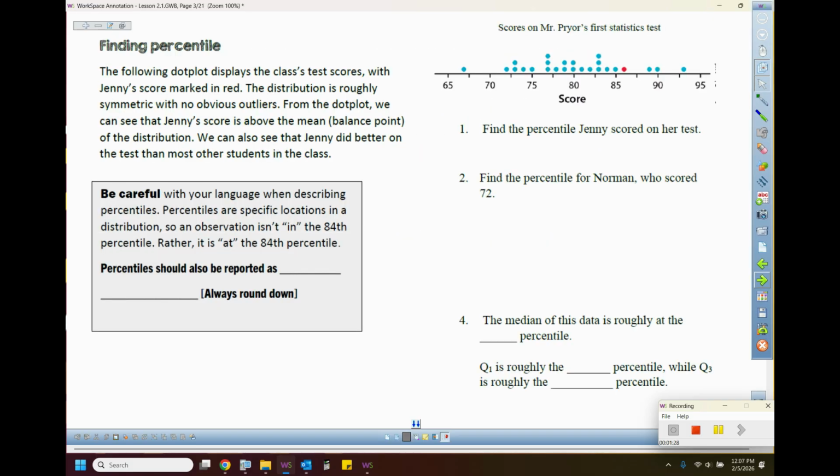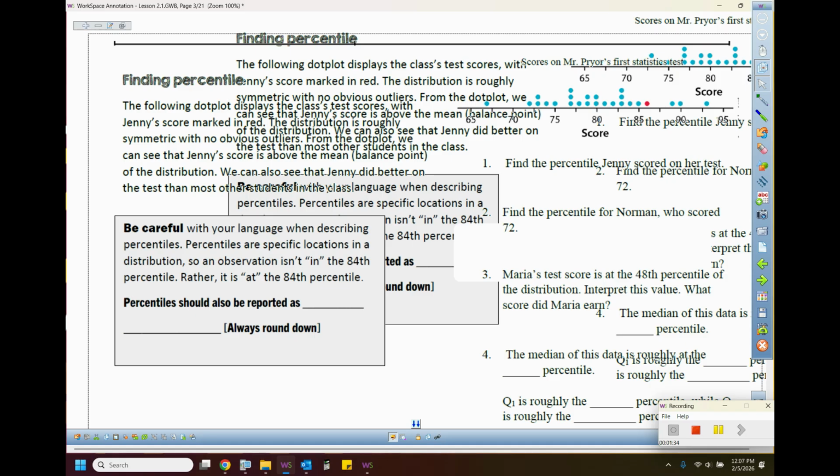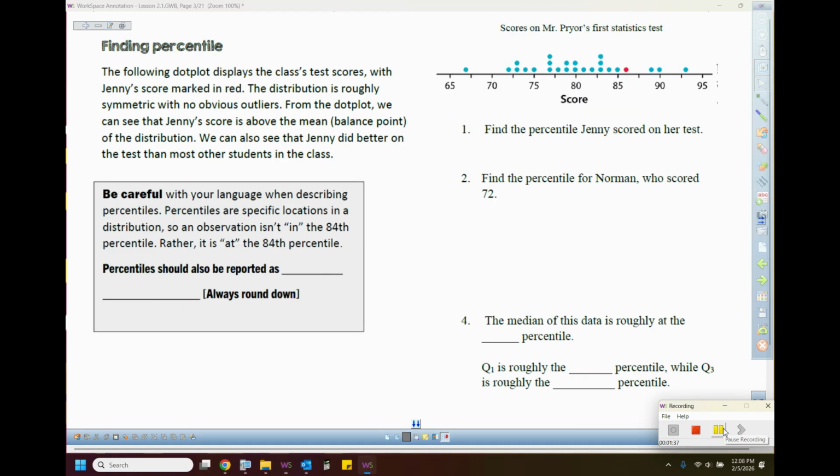It says, the following dot plot displays another different class's test scores with Jenny's score marked. Sorry about that. Jenny's score right here is marked in red. Can you kind of see? It's tough on the black and white copy, but this is Jenny's score on the test. And I hope they tell us how many kids are in this class.